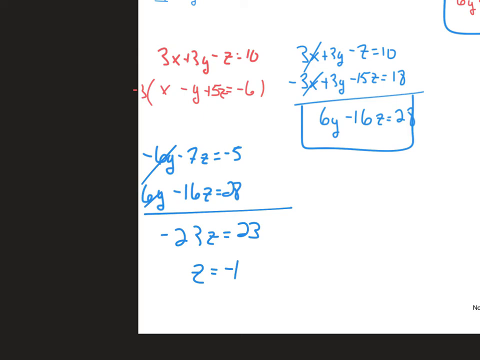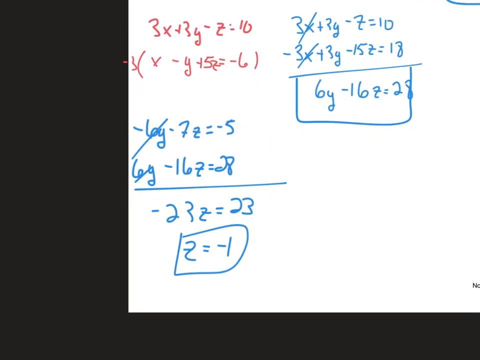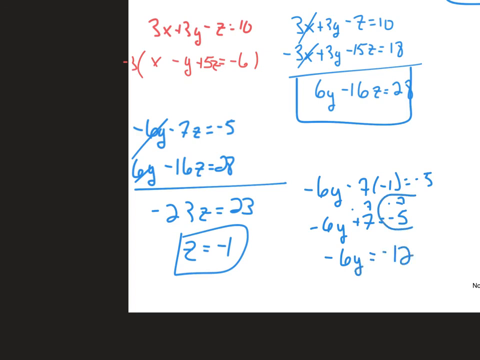And now we're going to work our way backwards. So there's my z. There's not a whole lot of great options for this, so you just plug it into whatever you want. I plugged it into the negative 6y. So negative 6y minus 7 times negative 1 equals negative 5. That's negative 6y plus 7 equals negative 5. When I subtract the 7 from both sides, I get negative 6y equals negative 12. This is where people have been messing up with misadding or subtracting. When I divide, I get that y equals positive 2.